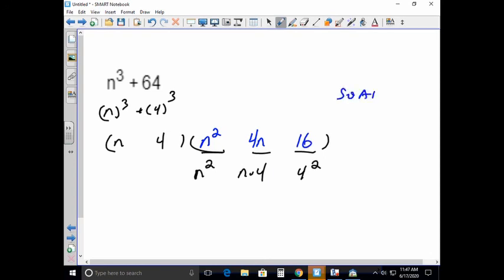So SOAP, the first sign is the same, the next sign is the opposite, and then always positive. And again, that's in reference to this sign. The same sign, that's the opposite, and then the last one is always positive.